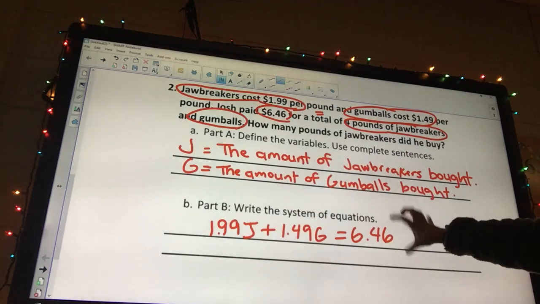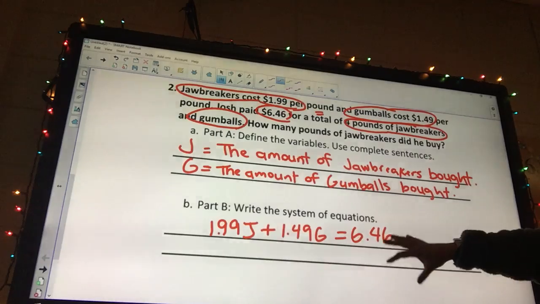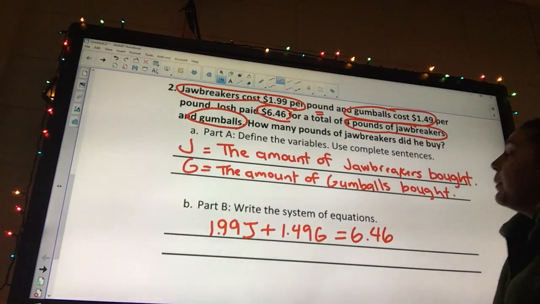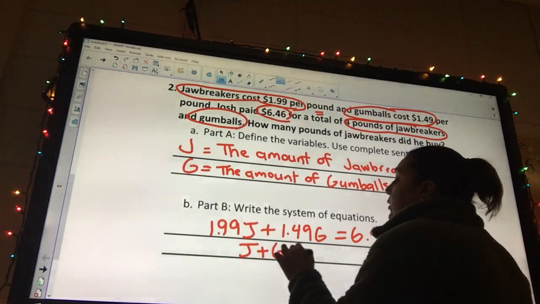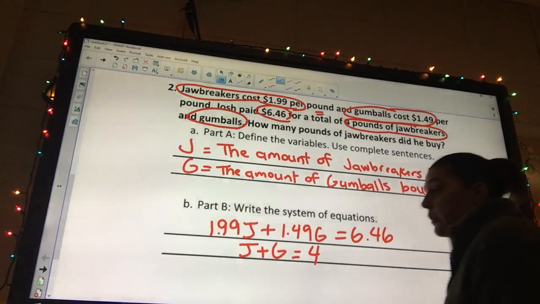Okay, so we did one in terms of price, and we can do another one in terms of pounds. So we know that between the two of these, between Jawbreakers plus gumballs, 4 pounds were bought. So we could say 4.